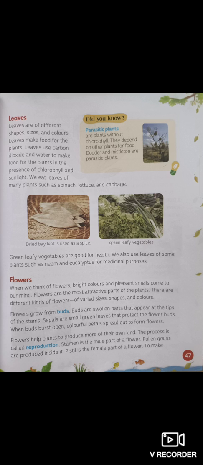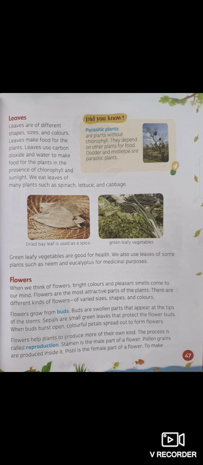Stamen is the male part of a flower. Pollen grains are produced inside it, and then the pistil is the female part of the flower. All right, let's remember: stamen, male part; pistil, female part. Stamen, male part; pistil, female part.